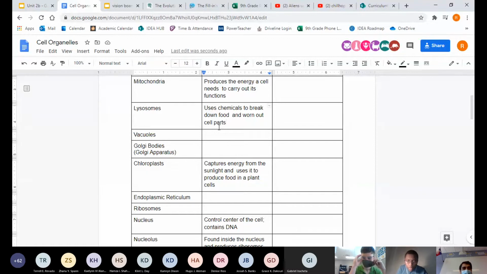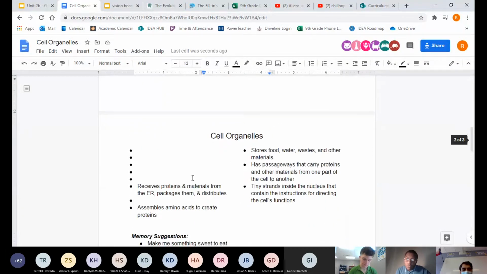So I'm talking more like private boats, not like war tanks or anything. Boats that are made of wood. They require a lot of work to make sure they don't just rot to death. So lysosomes do the same thing in the cell. They make sure that they keep the cell working right, make sure they get rid of stuff that's too old or not working correctly. Next, receives proteins and materials from the ER, packages them, and distributes them.